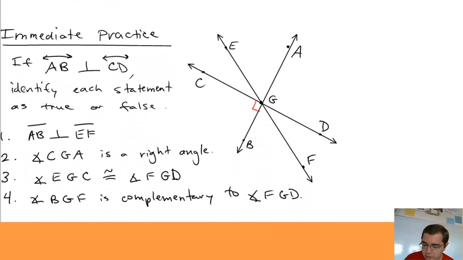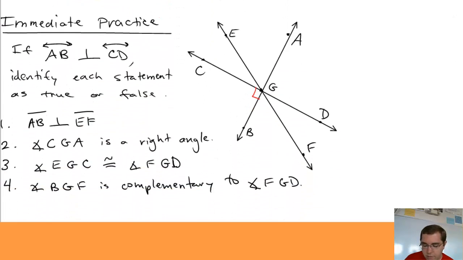Okay, here are your immediate practice problems for today. There are 4 of them, but they are all true-false statements. We have this picture, and I'm giving you this very important piece of information. Don't forget this. If AB is perpendicular to CD, then identify each statement as true or false. So I indicated on the diagram that they're perpendicular by putting that red box in there.